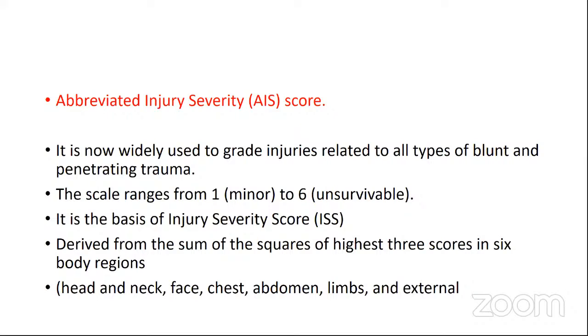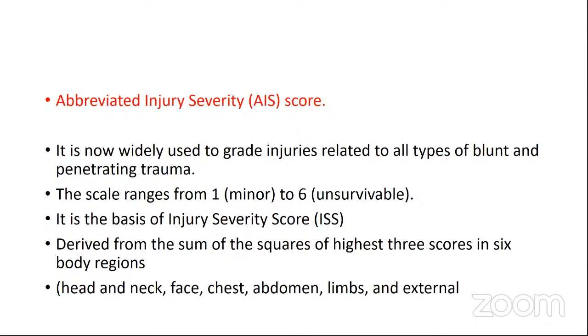The AIS score is calculated as, when any patient comes, we check whether there is head and neck trauma, facial trauma, or chest trauma. There are 6 areas we take to calculate the AIS score. With that, we will be calculating the ISS score.